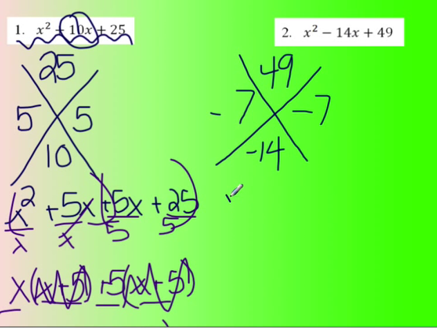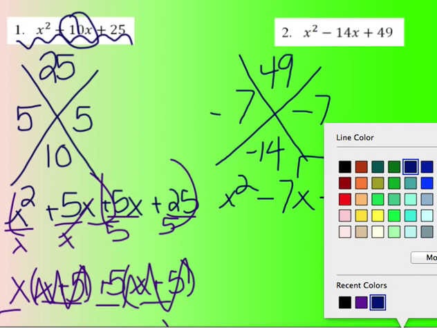So now I'm going to keep the first term the same, and then I'm going to split that middle term as negative 7x and negative 7x. So this right here is still negative 14x. I'm just splitting it up. And then again, my last term stays the same. So now I'm ready to factor by grouping.